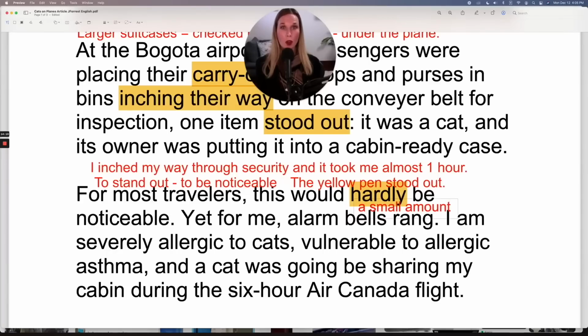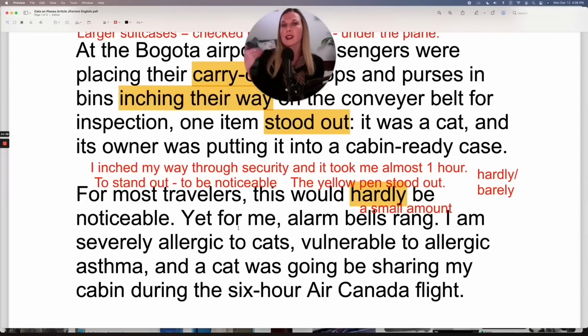There's another word that means the exact same thing, another adverb. You could also say hardly or barely. Hardly, barely. They mean the same thing in this specific context, a small amount. This would barely be noticeable. This would hardly be noticeable. And remember, instead of be noticeable, you can say stand out. This would hardly stand out. This would barely stand out.